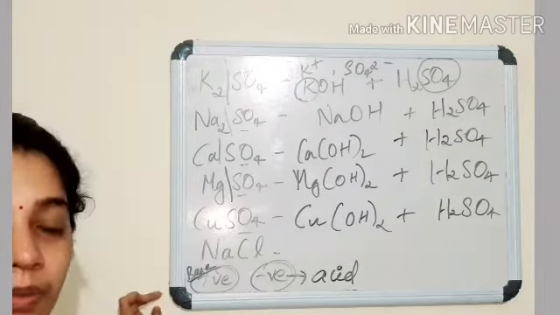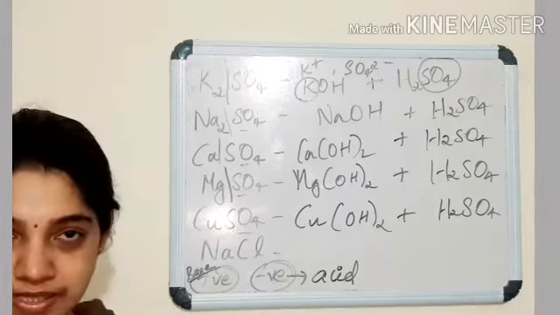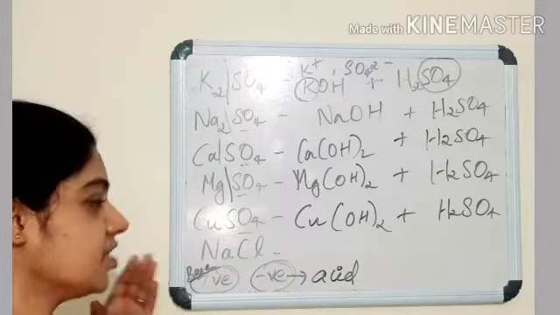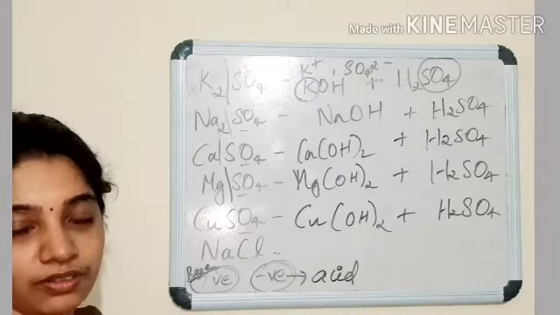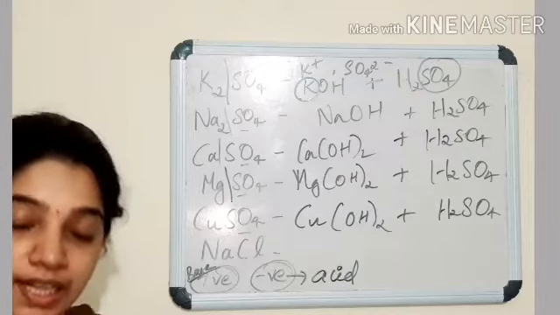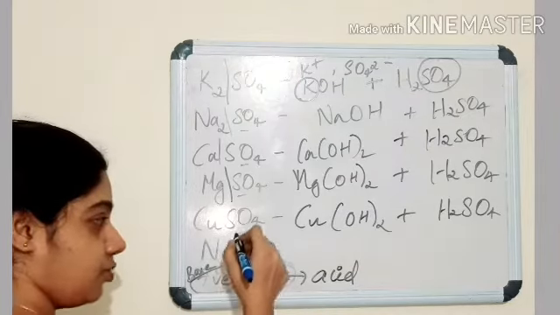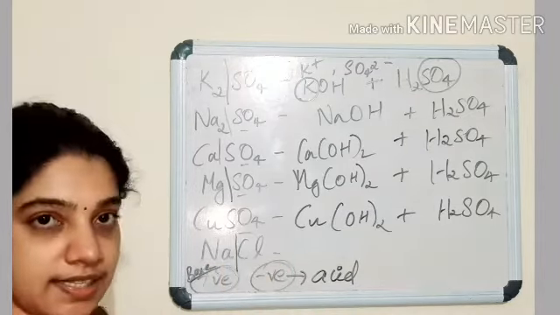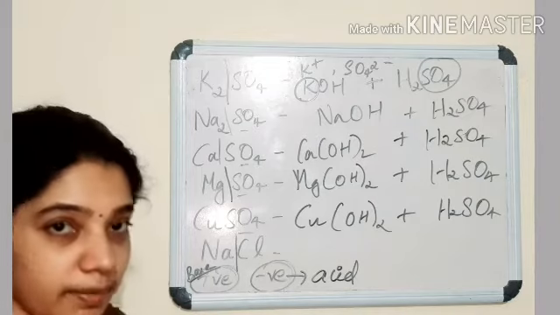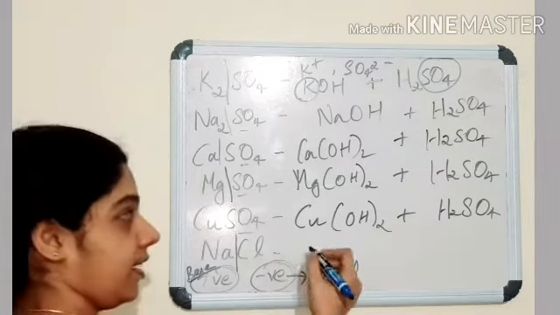The last example that we have written over here is NaCl, sodium chloride. It's the common salt that we use for kitchen purposes and all. Can you predict from which acid and base our common salt is made? It also has two parts, Na and Cl. Can you predict any base from Na? Right? Again, NaOH.